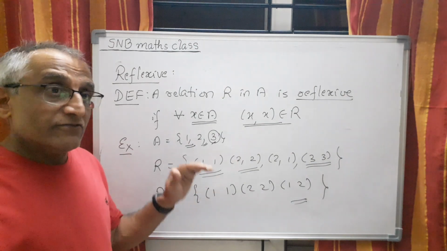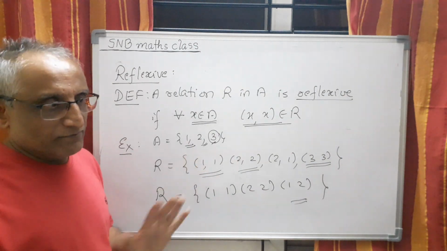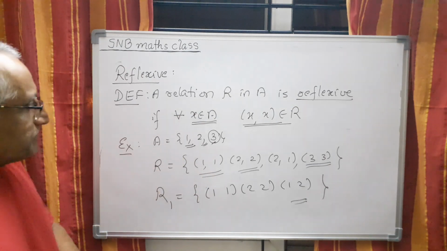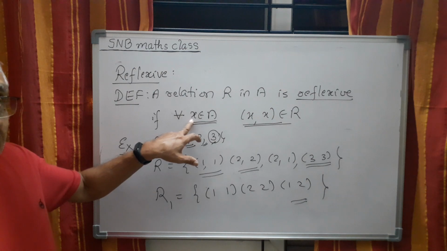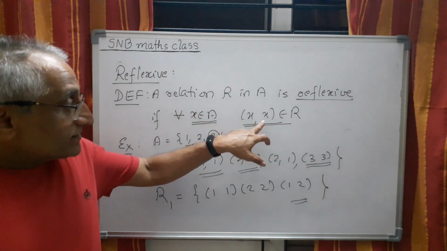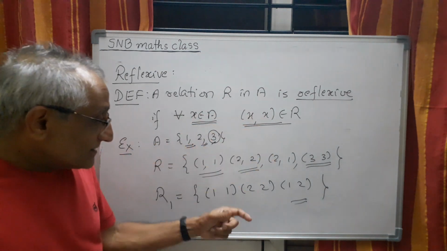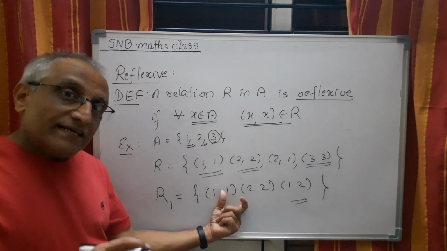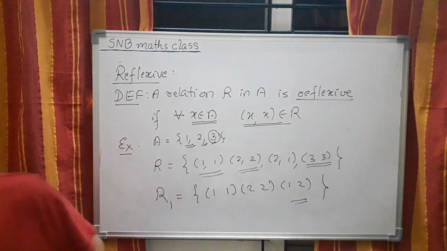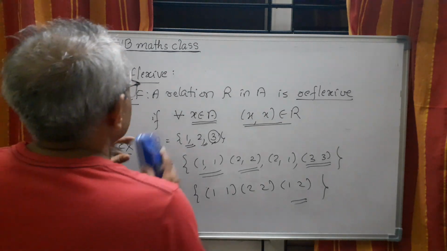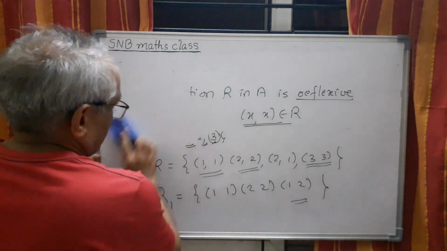Therefore, the concept of reflexive relation is very, very simple. What you have to do is, you have to take every element in A, then you have to check whether this element (x, x) is in R. If it is there for all elements, it is reflexive. Otherwise, it is not reflexive. So, this is the meaning of reflexive relation.